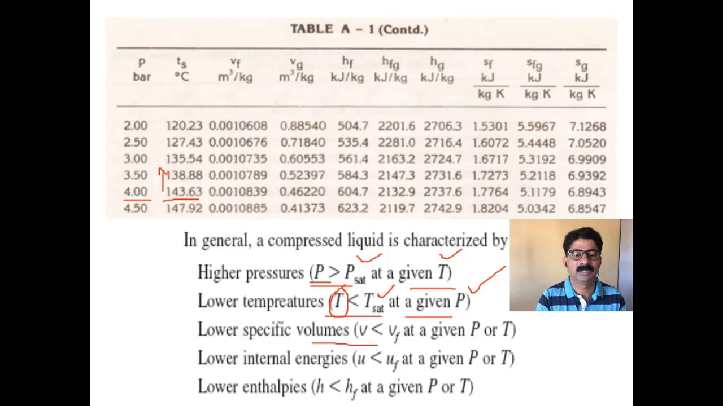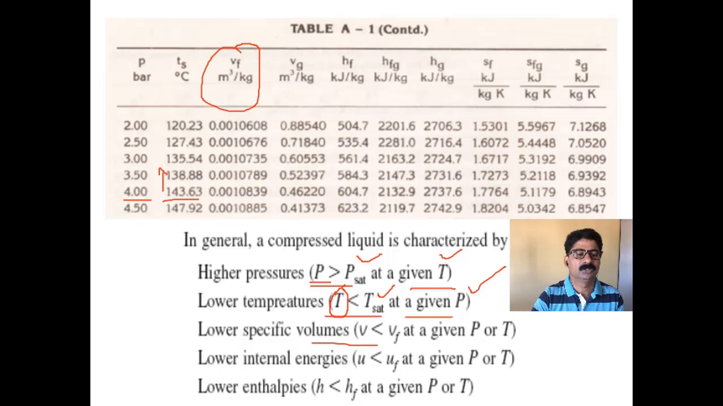Specific volume should be less than vf. Now what is vf? This vf is nothing but the specific volume of the saturated liquid, that means the saturated liquid which is about to vaporize. Because when you heat water, there is a small change in volume, a small expansion. But when it goes to the vapor phase, the volume expansion is very much noticeable, but here it is very small.